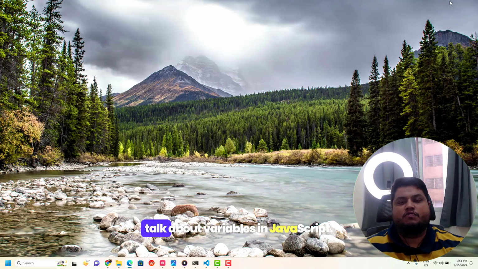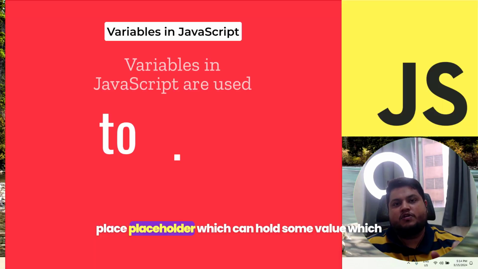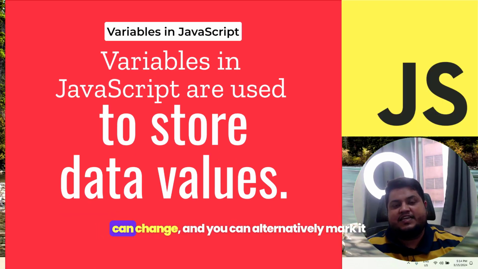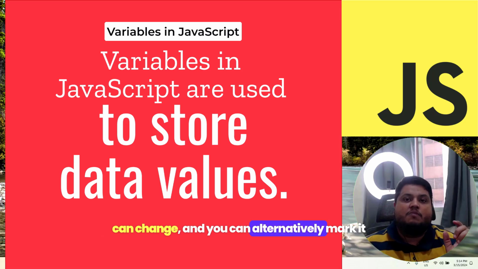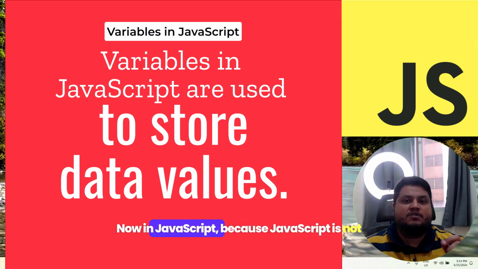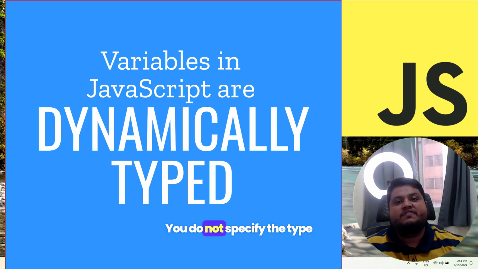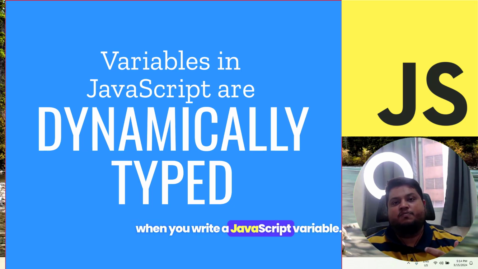Today we are going to talk about variables in JavaScript. Variables by definition are simply a placeholder which can hold some value, which can change, and you can alternatively mark it in a way that it should not change. Now in JavaScript, because JavaScript is not statically typed, it is dynamically typed, you do not specify the type when you write a JavaScript variable.